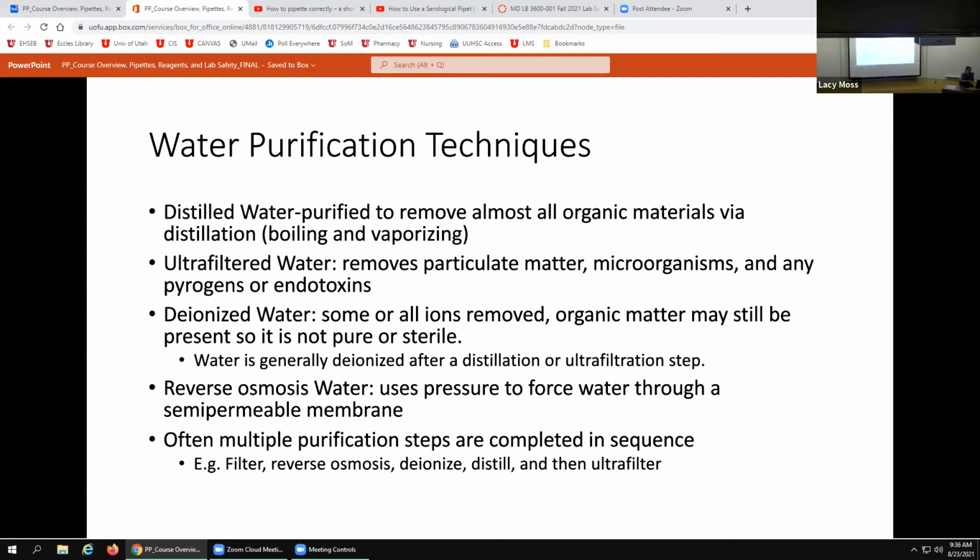Then you have deionized water, where you've removed all the ions. You may still have organic matter in there, so it's not considered pure or sterile. And generally you deionize after you distilled or ultra filtered. So these are not necessarily done where you only do one of these. You can do a series of them to get the most beautiful water ever. And then you have reverse osmosis, where you actually use pressure to force the water through a semi-permeable membrane. Anything that is bigger than the pore size on that semi-permeable membrane stays outside of your filtered water. And you do these in sequence, so you can get the best water for your application.